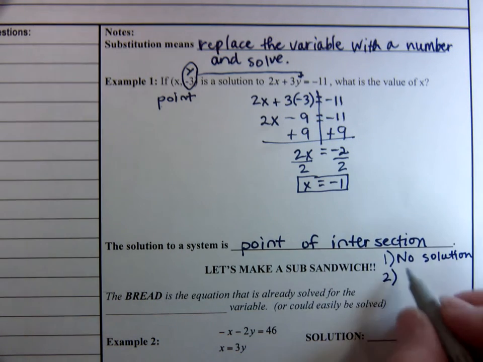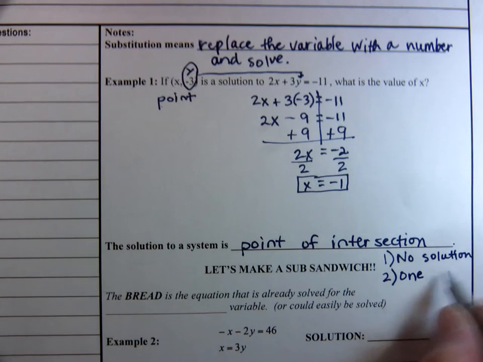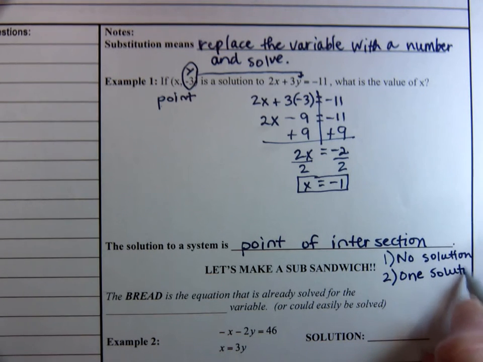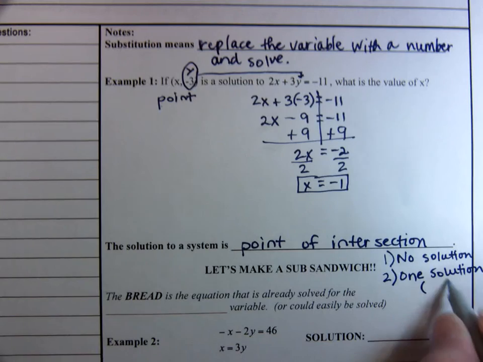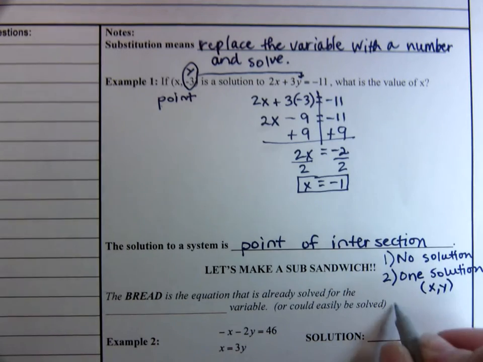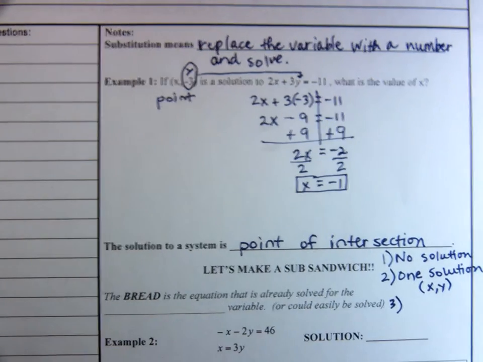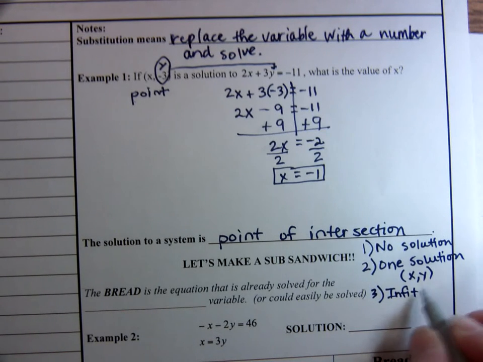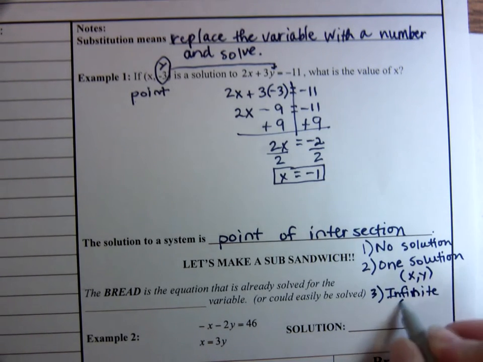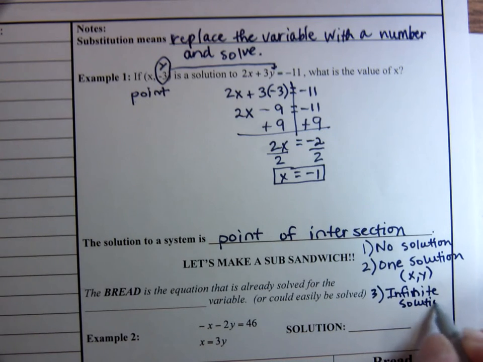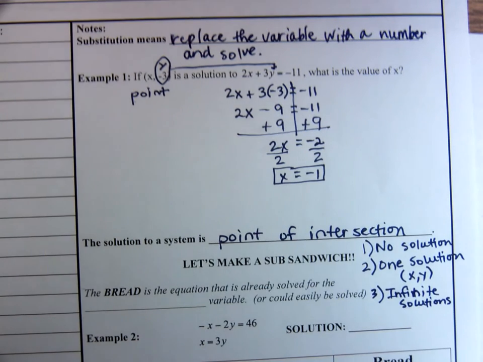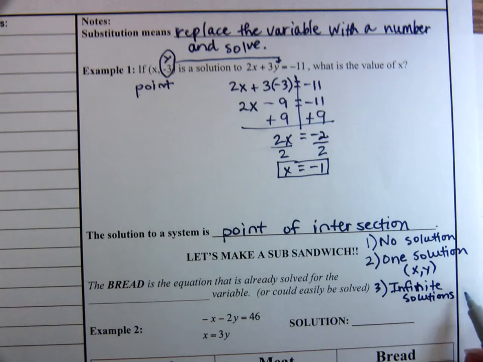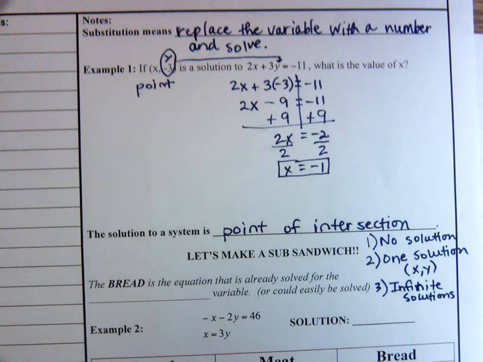Number 2 is going to be one solution, and remember, one solution is labeled with an x and a y. And then number 3 is an infinite amount of solutions. Infinite solutions. This is where you have the exact same line, but you'll see on the notes today how that will look. And again, you have seen it before.